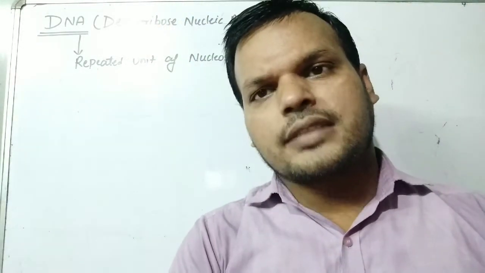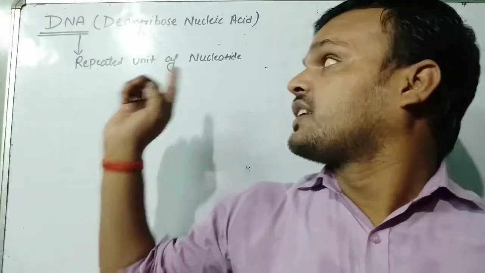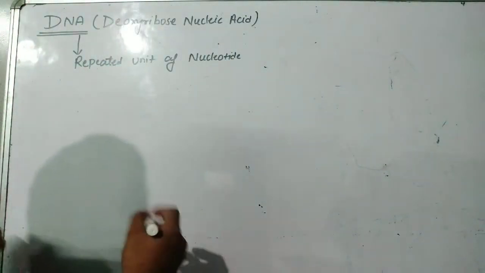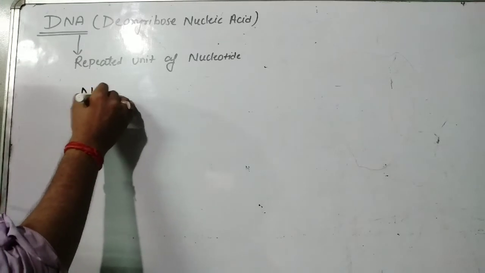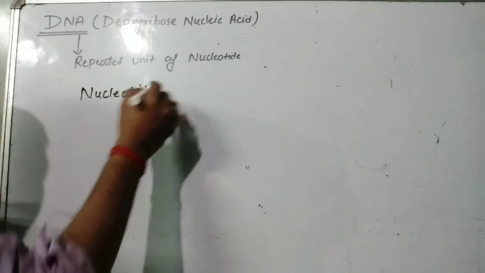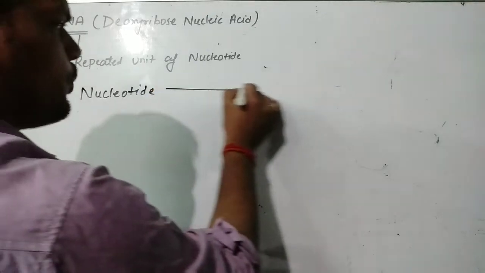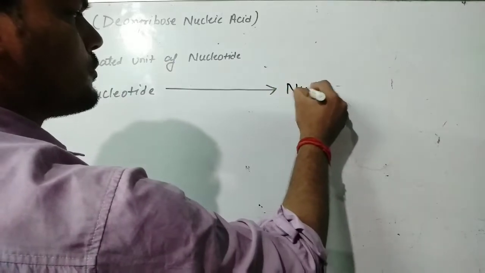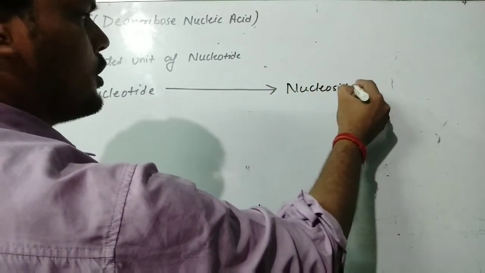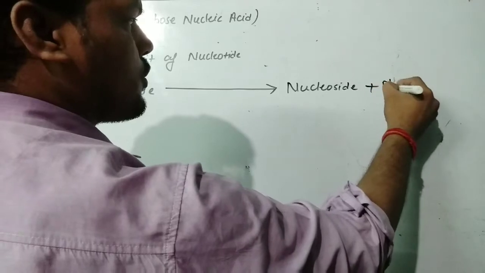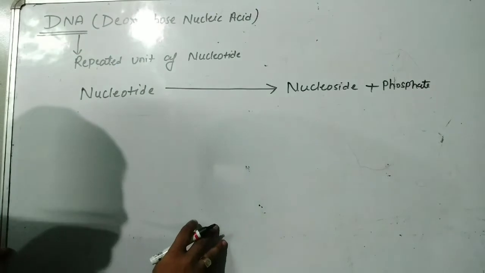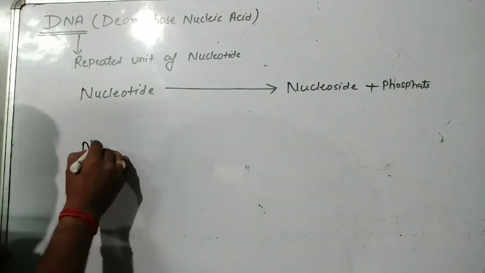So to understand the structure of DNA, we have to understand the structure of a nucleotide, how a nucleotide is formed. Let us see how a nucleotide is formed. A nucleotide is made up of, or if you break a nucleotide, it will be nucleoside plus phosphate. Nucleoside plus phosphate.